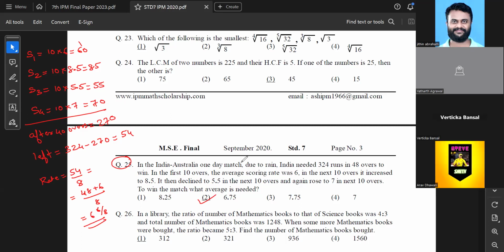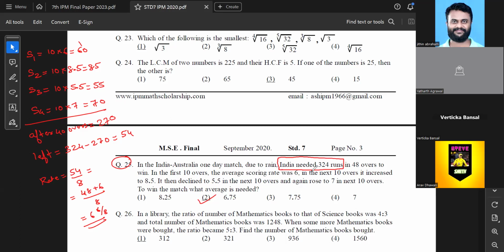Sir, for India to win, won't it need 55 runs? No. In the question, they have clearly said India needed 324 only, which means the opponent has scored 323. Okay, sir. Thank you, sir.